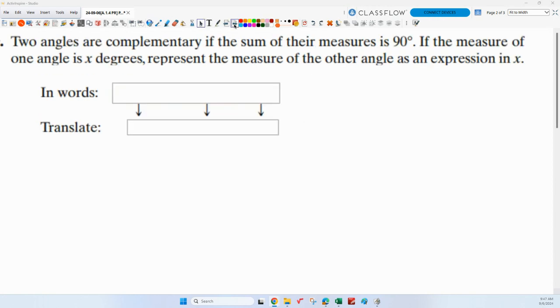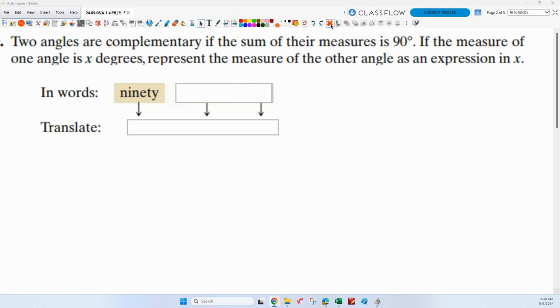Okay, looking at this page here. So two angles are complementary if the sum of their measures is 90. They add up to 90. If the measure of one angle is x degrees, represent the measure of the other angle as an expression in x. So a good way to think about these is to do it in steps. First, try to organize your thinking in words. And doesn't it make sense that if we wanted to represent that other angle, aren't we just going to be subtracting it from 90 if they both have to add to 90, right? Subtracting the first angle from 90.